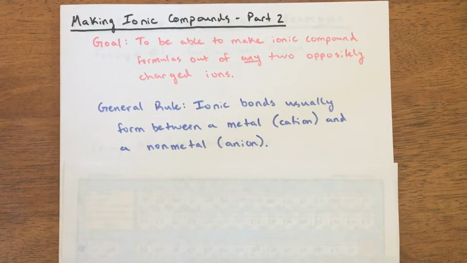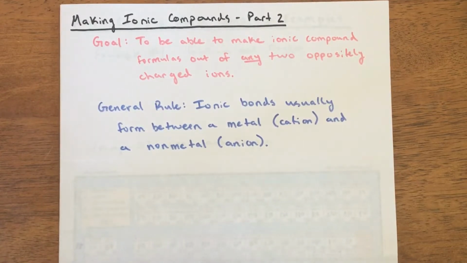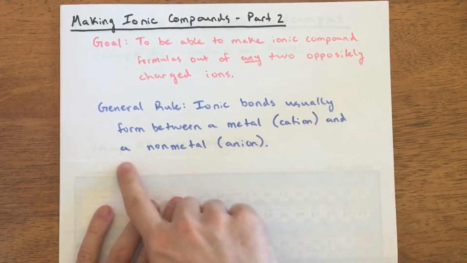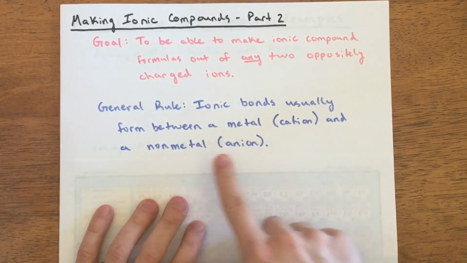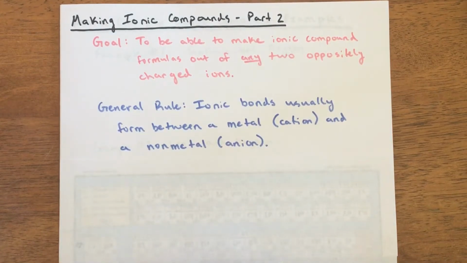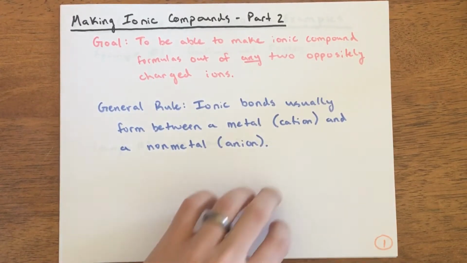Okay, here's your general rule and just something to keep in mind. Ionic bonds usually form between a metal, which is the cation or the positive ion, and a nonmetal, which is the anion or the negative ion. But we still have to make sure that the charges cancel out so that overall the ionic compound is neutral. Let's take a look at a couple more examples.